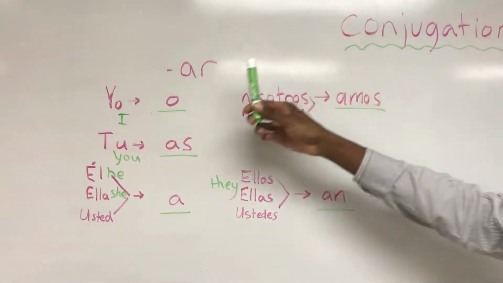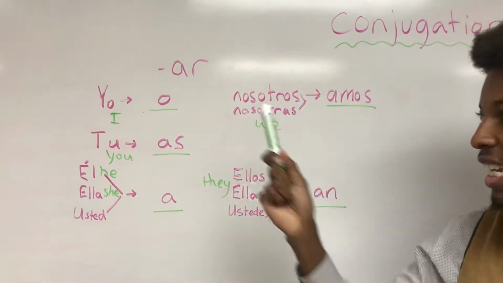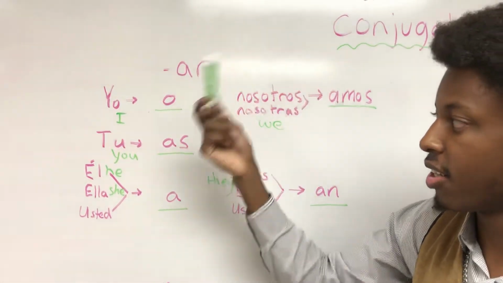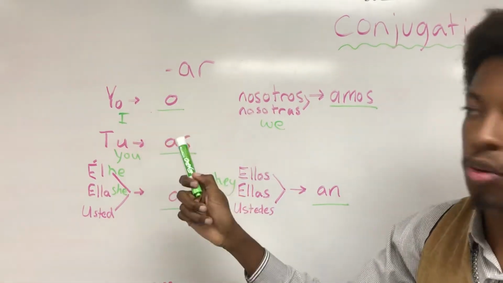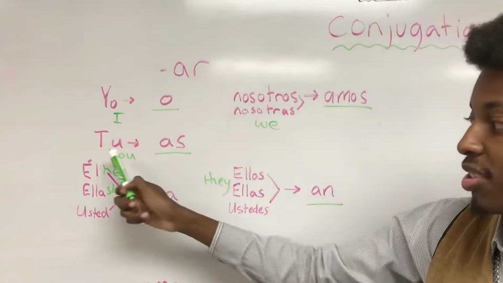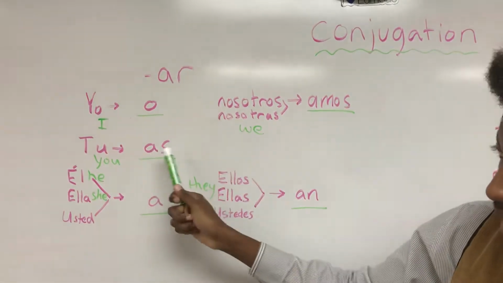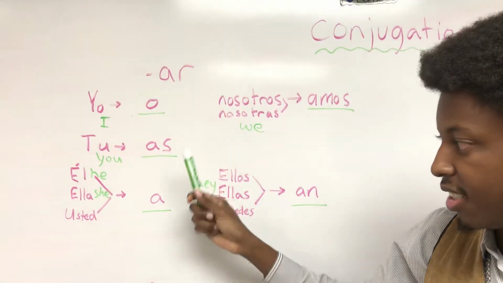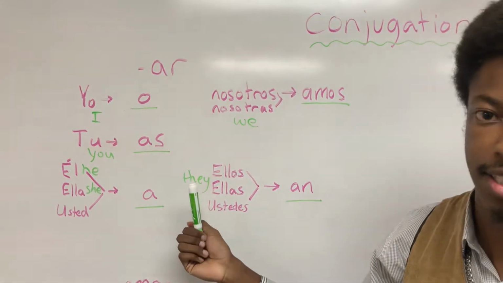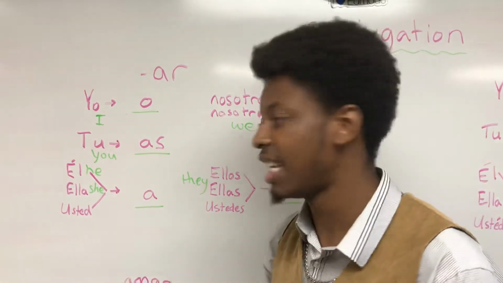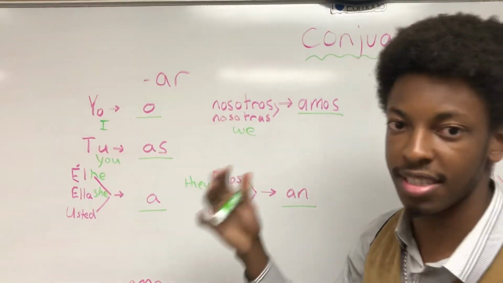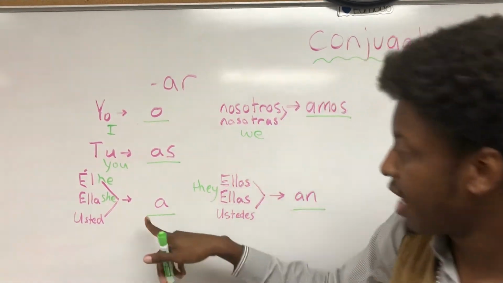AR verbs. Alright? When the verb ends in AR, okay, for each subject, you're just going to take off the AR, so drop it, and then change that to an O for yo. When it's yo, you just change the AR to an O. Okay, when it's tú, you change the AR to AS. Tú, AS. Okay, if it's él, ella, or usted, you change it to an A.